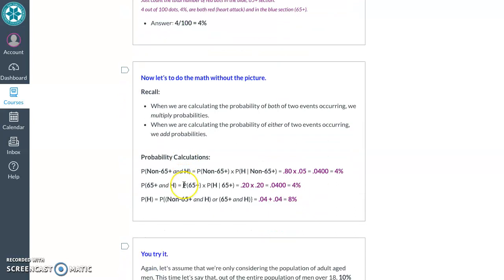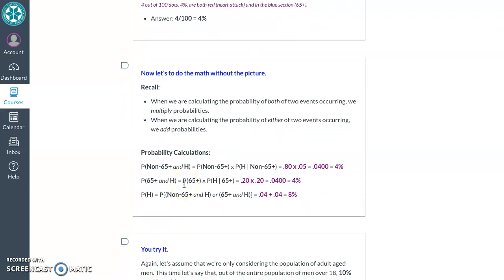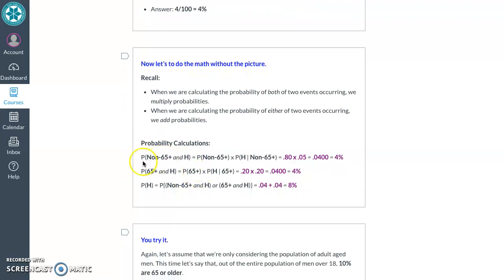So when we do the math, here are our probability calculations. What is the probability that somebody is not in the 65 group, so the other one, the big one, we said that will be 80%, and has a heart attack? To calculate this, we ask, what's the probability that they're in that first group? 80%. And what's the probability of having a heart attack given you're in that particular group? We said 0.05. And so we multiply those two numbers to get 4%.